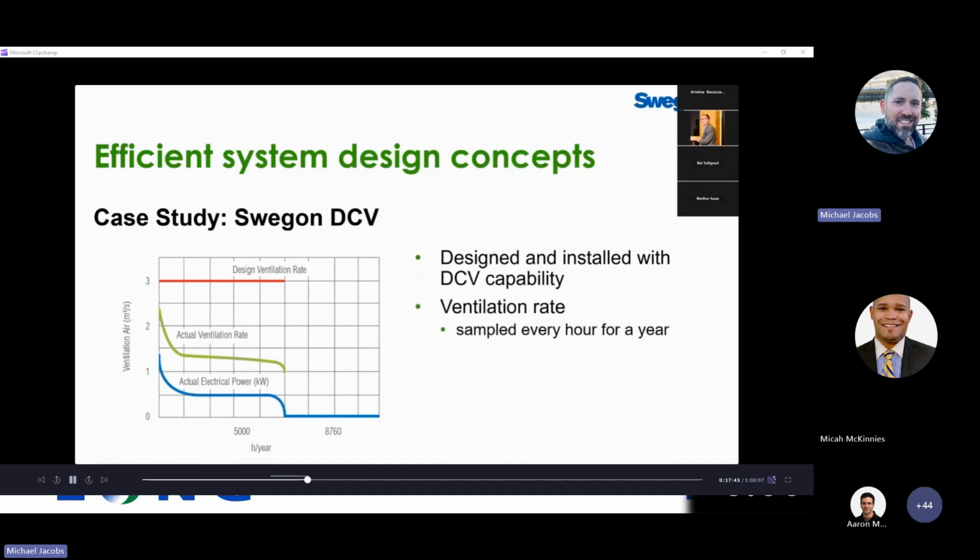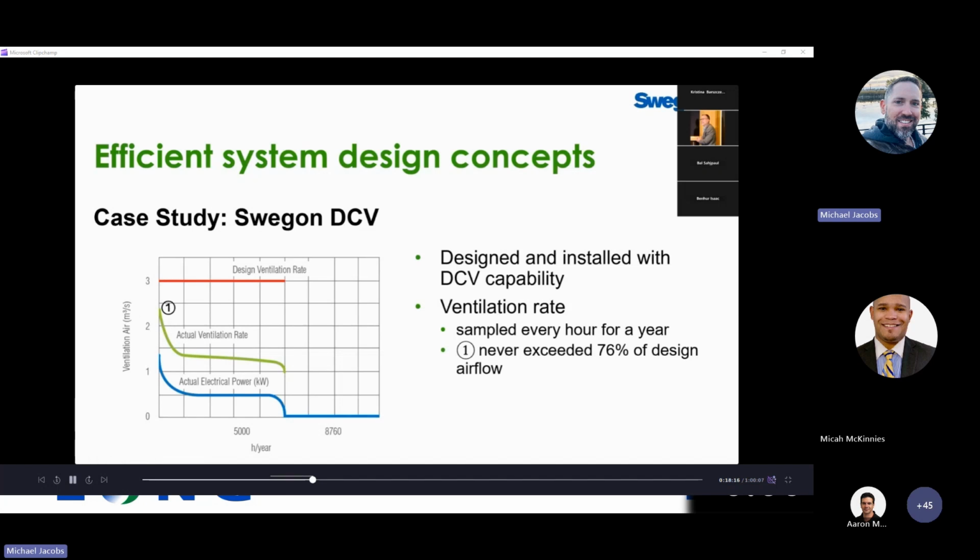That's the concept. Here's some proof. Several years ago, we worked with a colleague, as we always do. The colleague wanted to build a building to make use of Swegon's demand control ventilation system. So we designed the system, and then we were allowed to measure the airflow automatically once an hour, every hour for a year to see what that sort of a system was capable of. So we learned a few things in doing so.